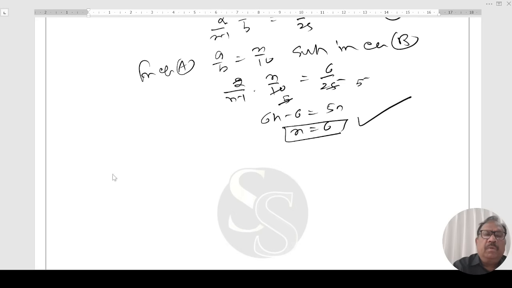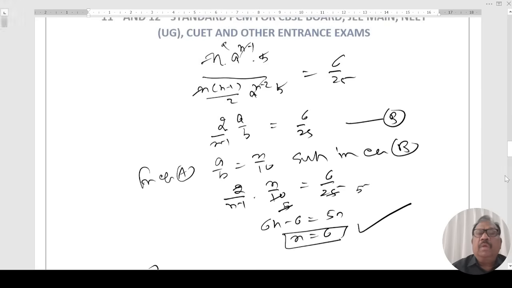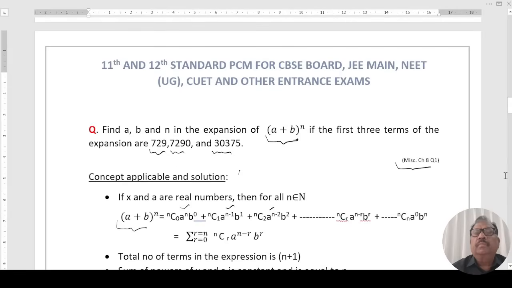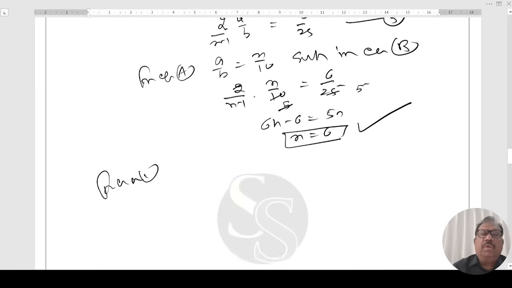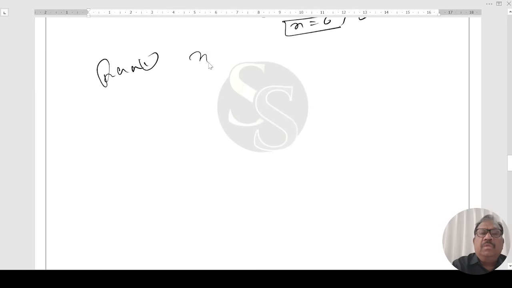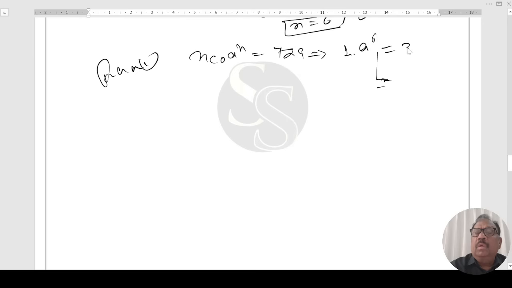Now from equation 1, what is it? Equation 1 is nC0 a to the power n equal to 729. That is 1 into a to the power 6 equal to 729, which comes out to be 3 to the power 6. So a comes out to be 3.